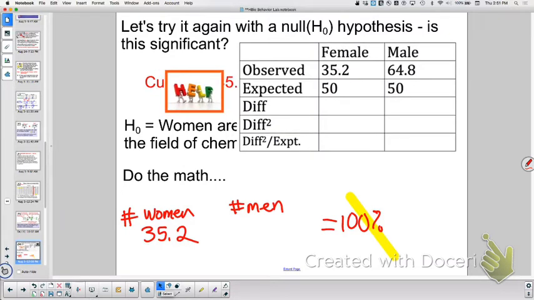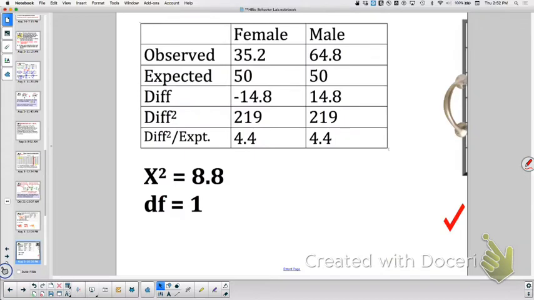Right? So I have 64.8 then would be male. But if they are not underrepresented, then you would have 50% of them be female and 50% of all chemists be male, right? So when we look at it this way, if 50% were female and 50% were male, observed 35% were, but I would expect 50. I take the difference, 35.2 minus, I expected 50%, that's a difference of 14.8.